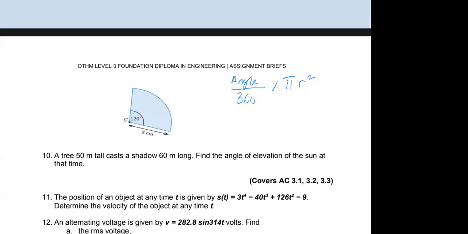So how do you do 120 divided by 360? Yeah, put that on the calculator. 0.3 and times what? No, so not.